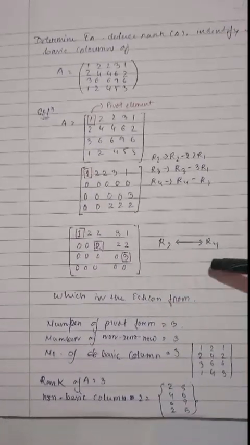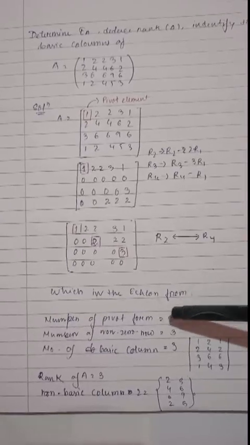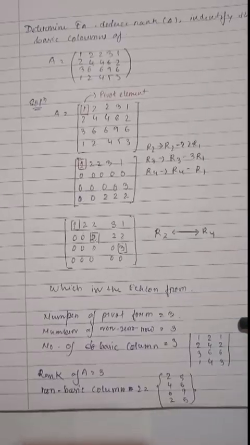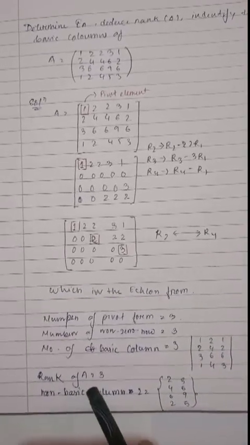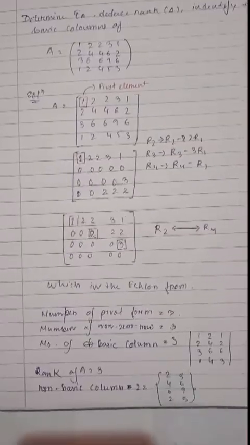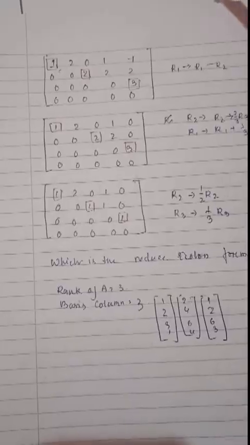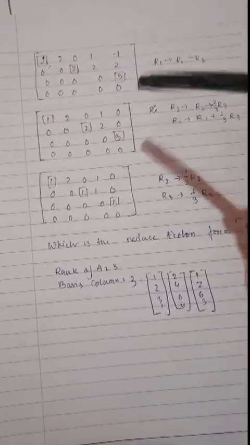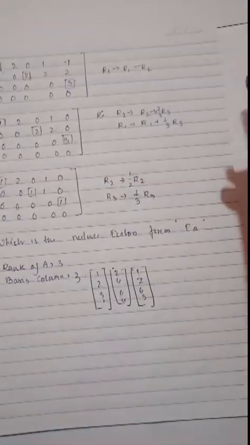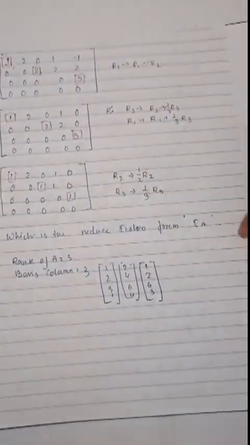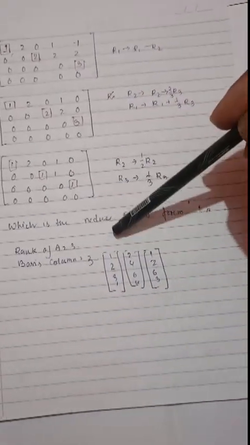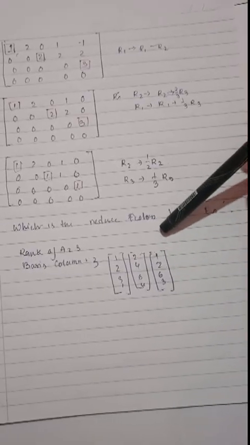Therefore this is the echelon form, and the number of pivot elements will be 3, the number of non-zero rows will be 3, the number of basic columns will be 3, which are this, and the rank of the matrix A will be 3, and the remaining 2 will be the non-basic columns. So for the reduced echelon form, we'll make all the pivot elements 1. By doing these operations, we will make all the pivot elements 1, which is the reduced echelon form. The rank of the matrix A will be 3, and the basic columns will be 3, which are 1 2 3 1 2 4 6 4 1 2 6 3.